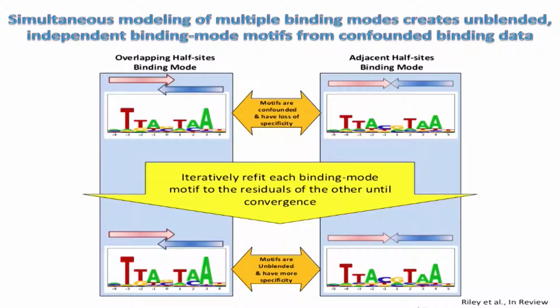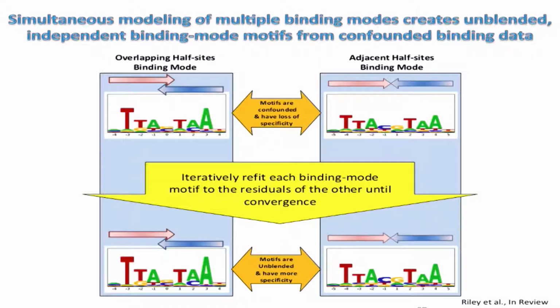Now, I've only shown you two binding modes here, but a lot of proteins can actually have a variable length spacer. So instead of just having a spacer of 0 or 1, you could have lots of spacers from 0 to 15. But the data is confounded. So we put together this convergence procedure that can help unblend the motifs. So you get truly unblended, independent affinity models for every possible binding mode. And on top of that, we can also calculate the relative affinities between the different binding modes.